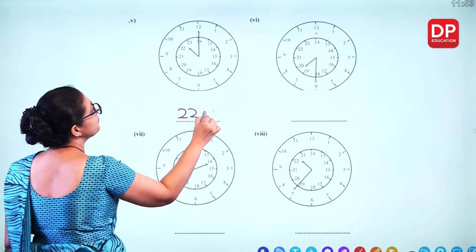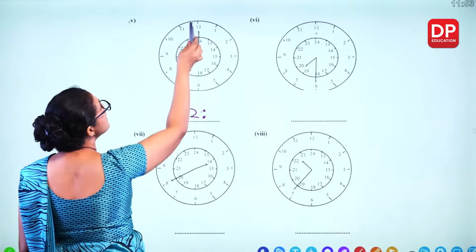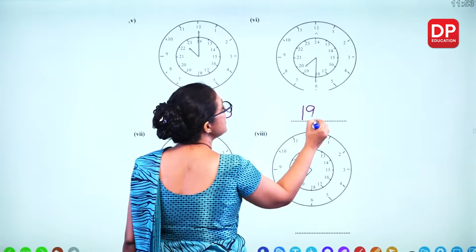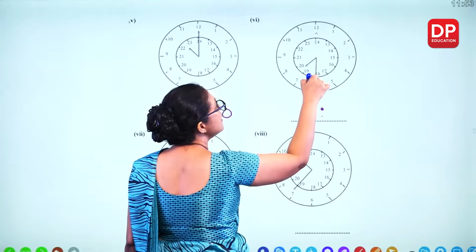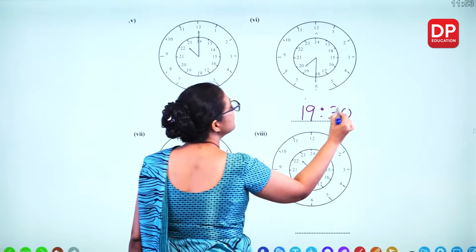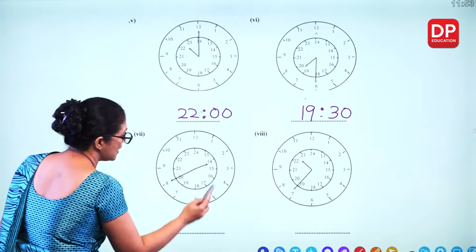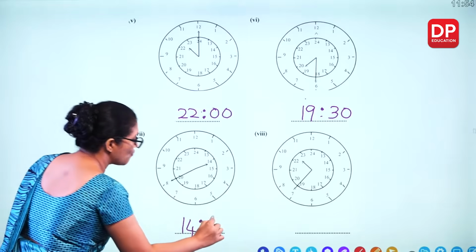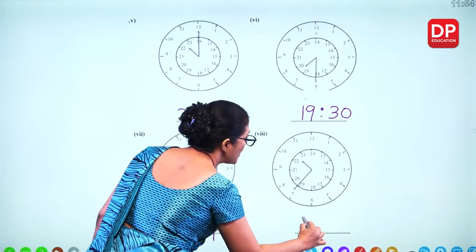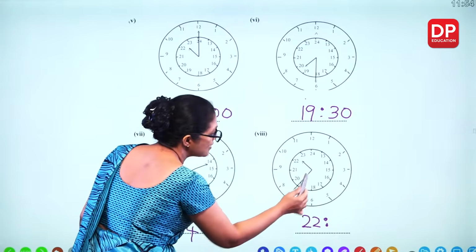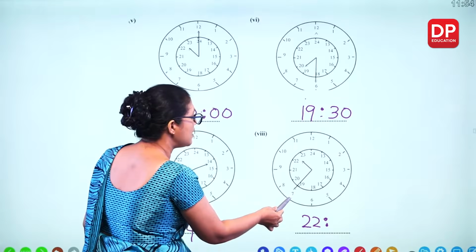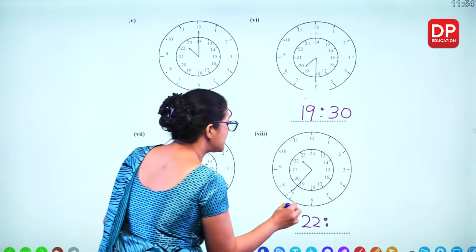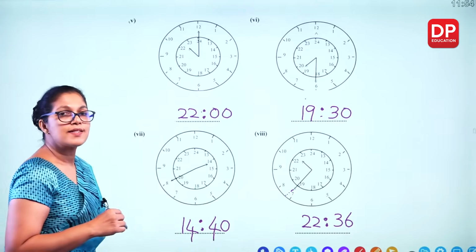This one 22 and 23 in between. So you can write 22. And here this is 12. That means 0 minutes. This one is in between 19 and 20. So 19 and here the minute hand at 6 means 6 times 5, 30. 19:30. Here 14 is the 24-hour clock hour hand and here 8 means 40. Here this one 22 and 7, and here 7 is 35. 36 we can take because it's not exactly pointed to 7. So we can write 36 minutes.